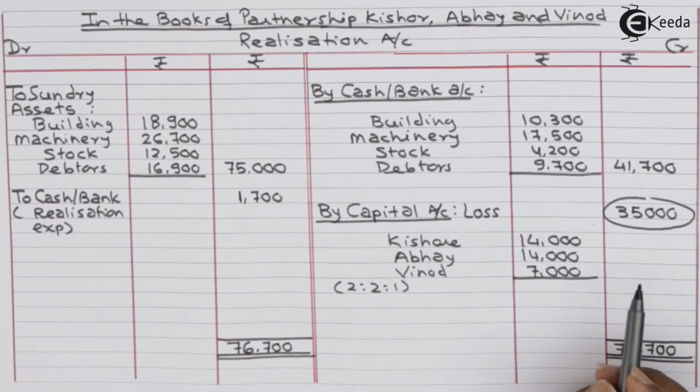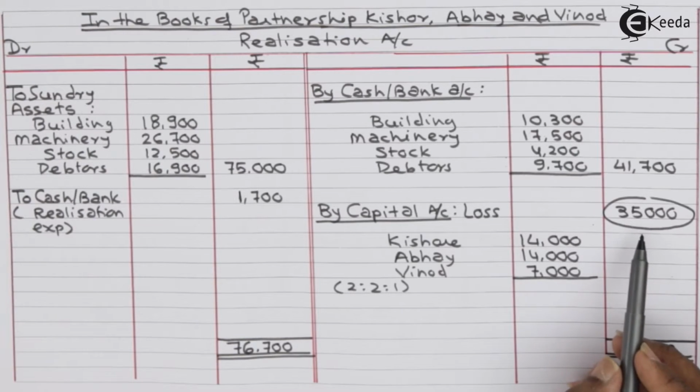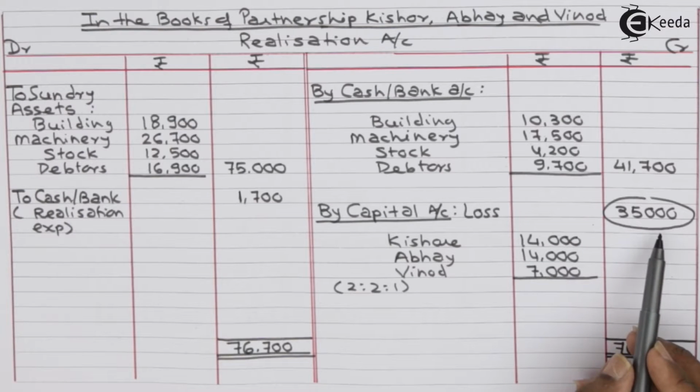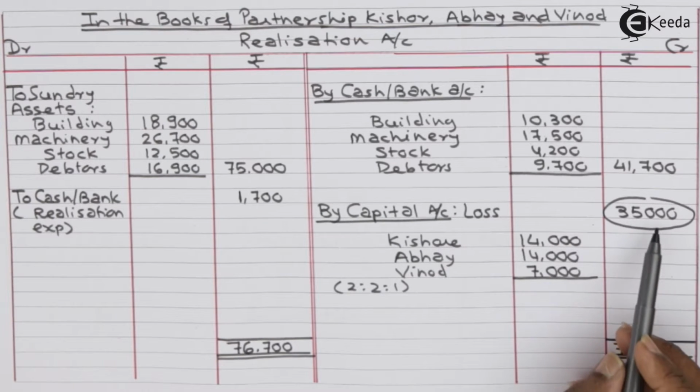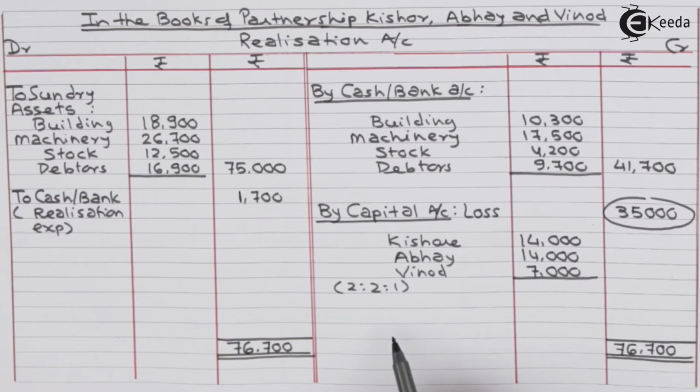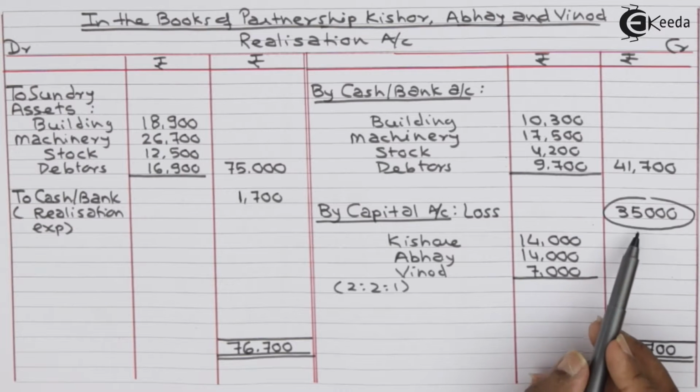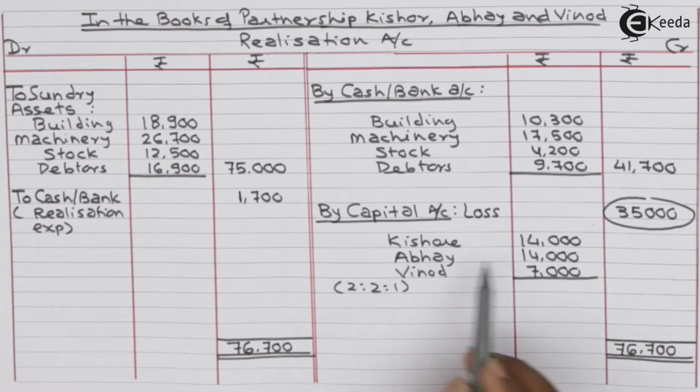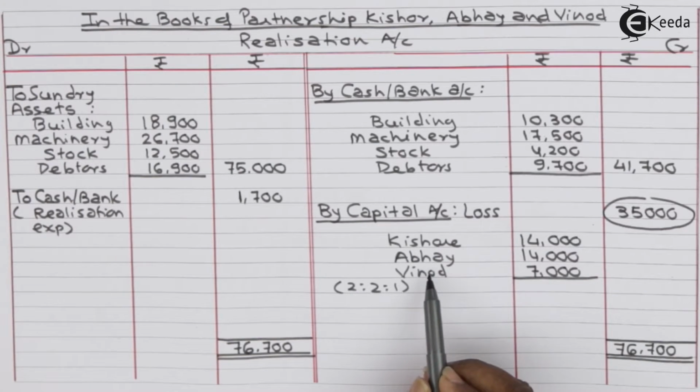76,700. Therefore balancing figure we are getting on credit side 35,000. This amount will be divided among partners in their profit sharing ratio 2:2:1. Thus 35,000 is divided. Kishore 14,000, Abhay 14,000, Vinod 7,000. This will be transferred to their respective capital account.